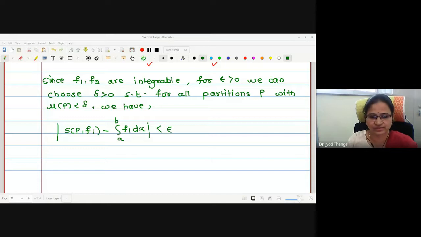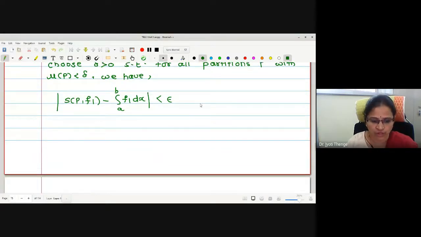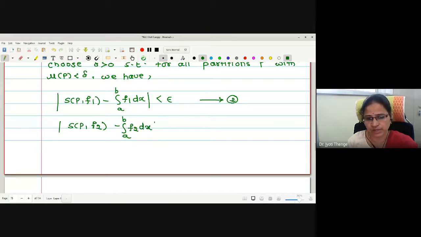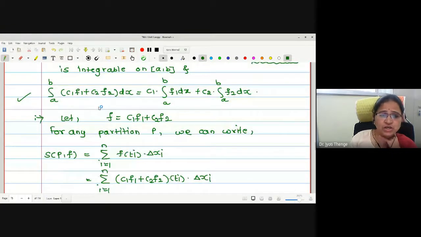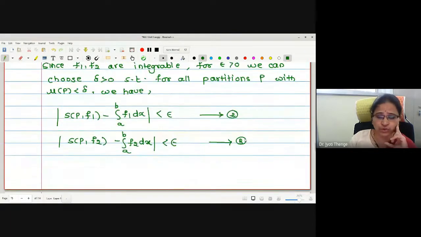Okay, good. Let me call this statement number 2. Similarly, for the function f2, one can write S(P, f2) minus the integration a to b f2 dx less than epsilon. Let me call it statement number 3. Now, by using these two inequalities, we want to show that the function f, that is c1 f1 plus c2 f2, is integrable. So let me use these two inequalities.